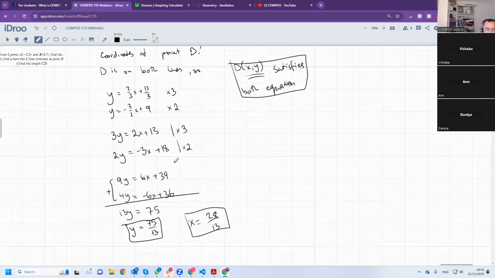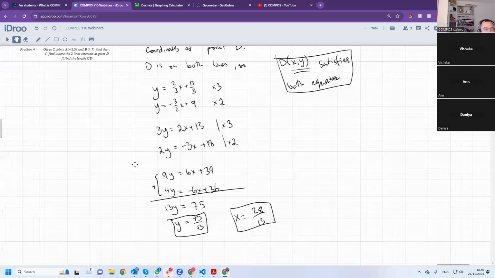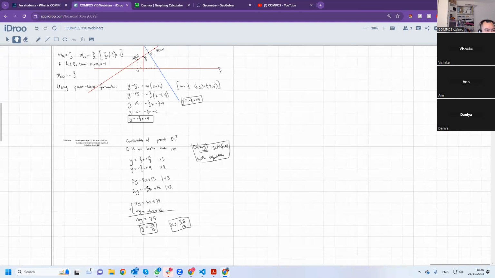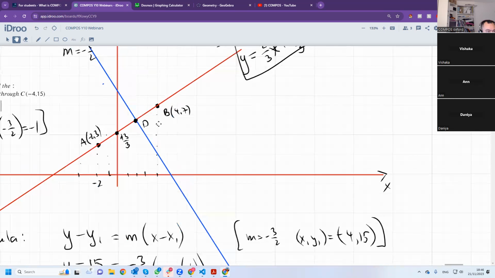I hope you know how to do this, so I'm not going to spend time solving simultaneous equations. So you found x and y, so these are the coordinates of point D. So we can go back: 28 13ths and 75 13ths. That's the coordinates of point D.